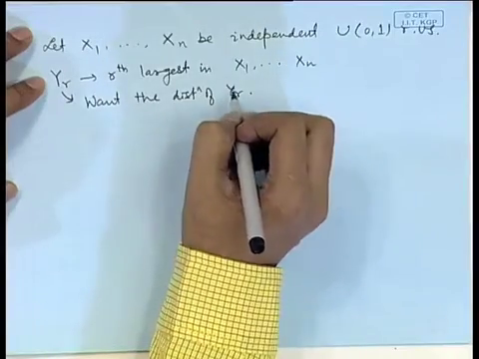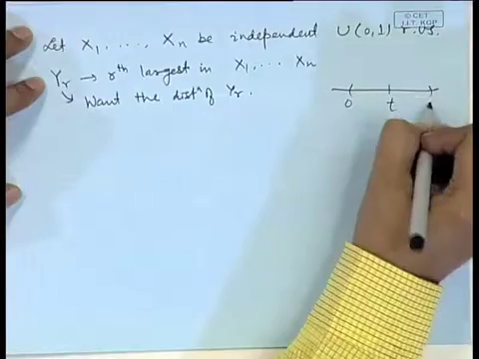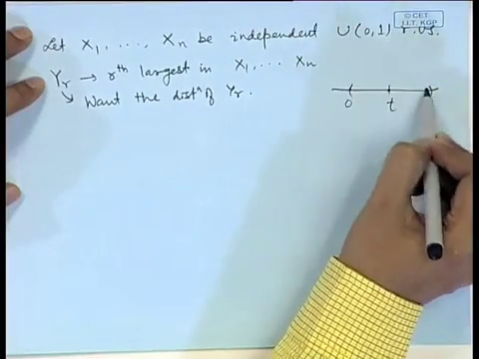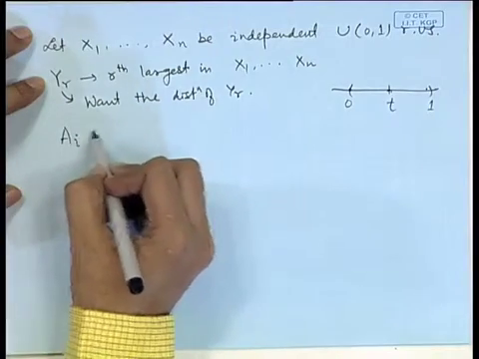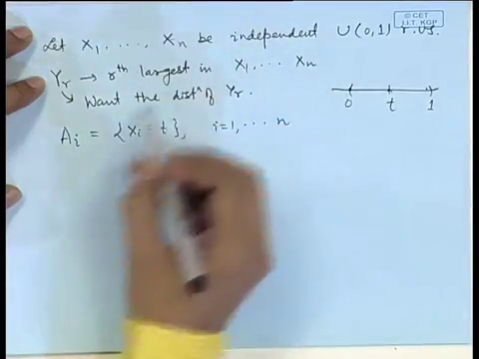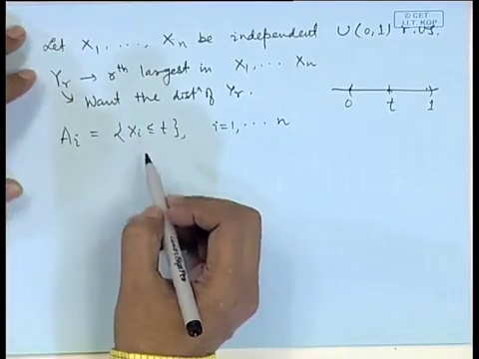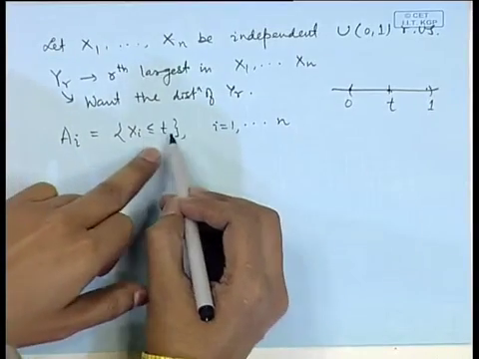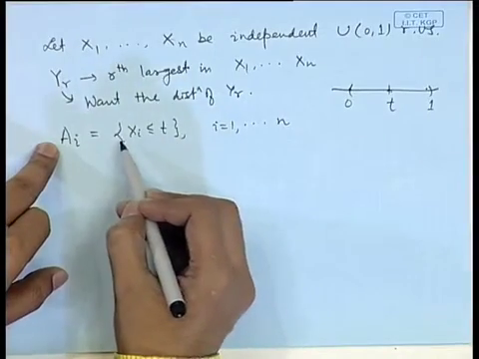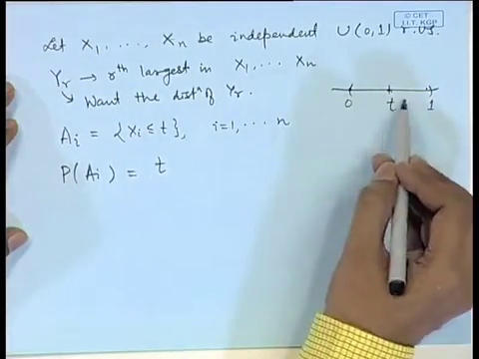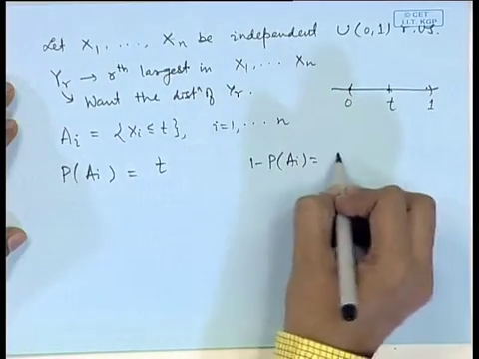Now, to consider this, we may consider some point t on the interval 0 to 1. Then any x i may be bigger than t, that means, it may be between t to 1 or it may be between 0 to t. So, if we consider A i to be the event that x i is less than or equal to t, and if x i's are independent, then A i's are independent events. So, observing x 1, x 2, x n denotes a sequence of Bernoullian trials, because each x i may satisfy x i less than or equal to t, or it may not satisfy. That means, A i may happen or may not happen. And what is probability of A i? That is t, where t is a number between 0 to 1. So, 1 minus probability of A i is 1 minus t.